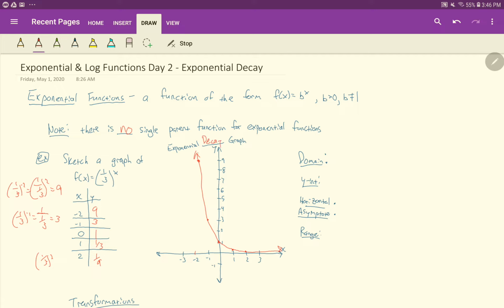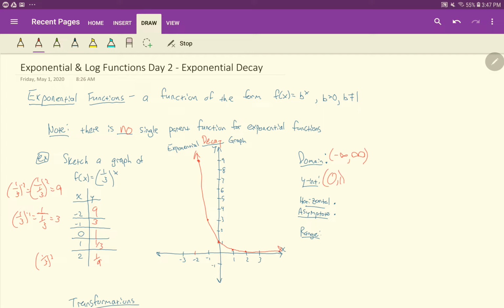Now, what makes it decay? Because we start from a very high number and we go down, decreasing down to 0. So the domain will still be negative infinity to infinity. There are no bad x values we can plug in. There's no way to make this thing undefined. And the y-intercept is (0, 1).